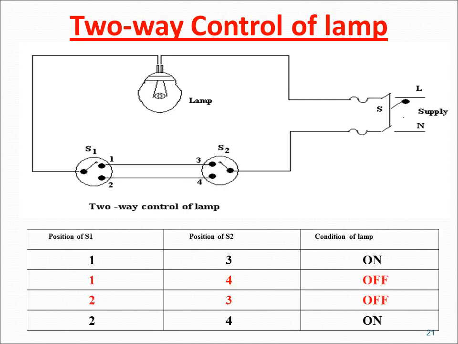This is the truth table. 1 3 and 2 4: the lamp is in on state. 1 4 and 2 3: it is in off state.